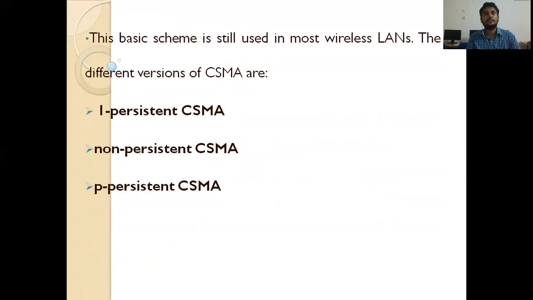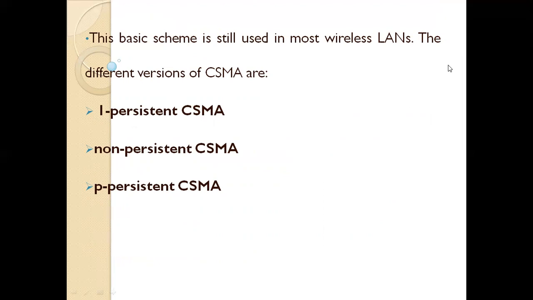So to overcome this, the basic scheme is still used in most wireless LANs, with different versions of CSMA. Carrier sense multiple access means sense before transmit. If the medium is idle, the possibility of collision is reduced. So before transmitting the data packet, sensing the medium is the best way, and that is done in CSMA, carrier sense multiple access.